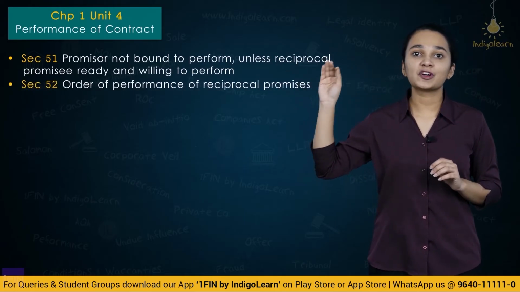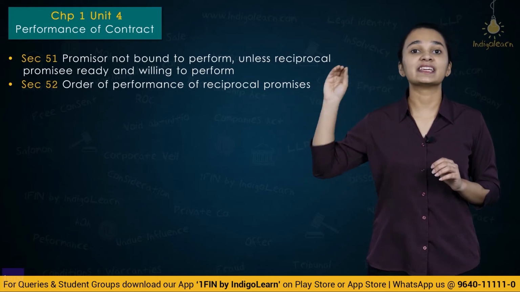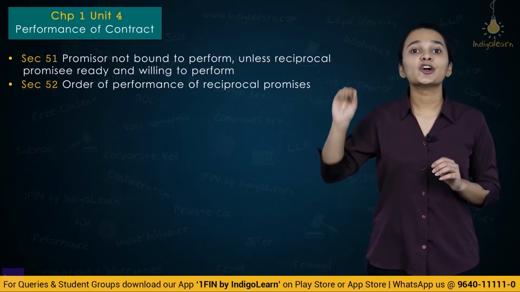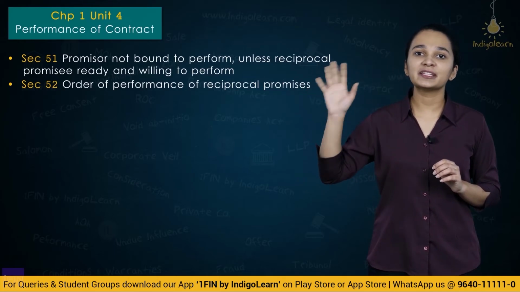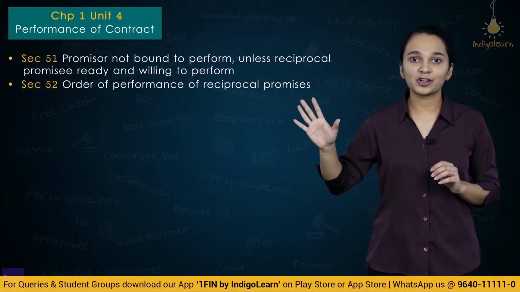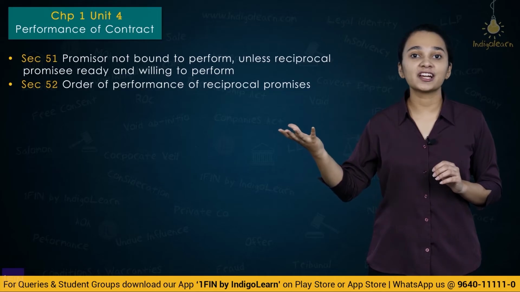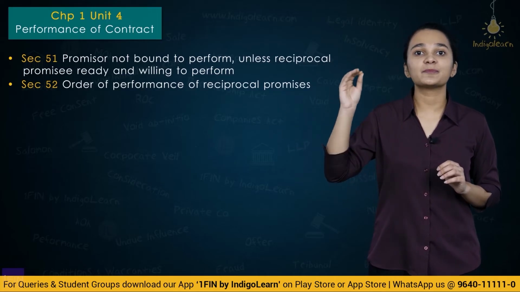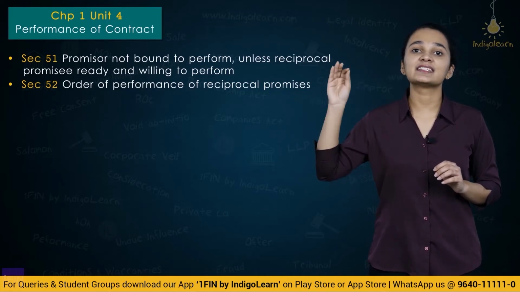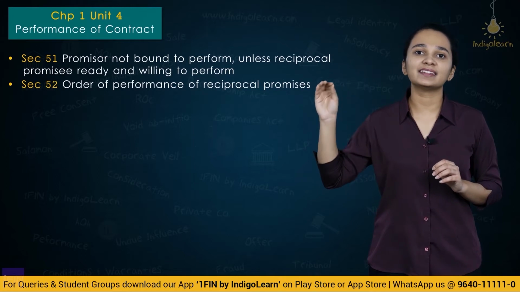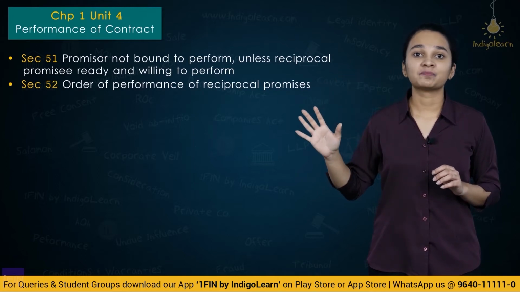Section 52 talks about order of performance. In certain situations where the order is fixed by the contract, then the performance has to be made in that order only. And if no order has been fixed but the nature of the transaction is such that order plays an important role, then in that case the order will be determined by the nature of the transaction.